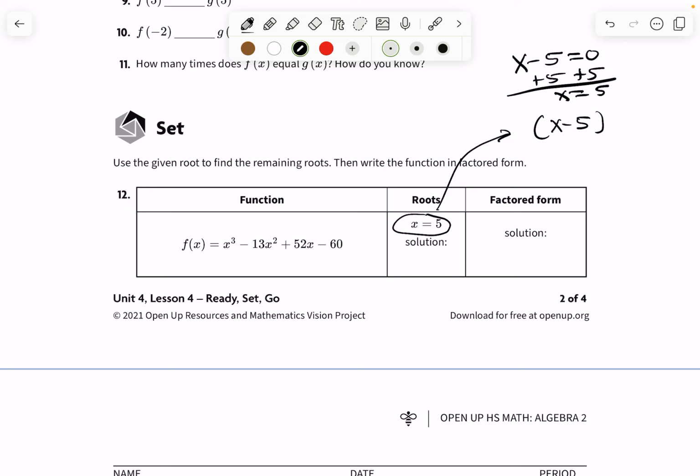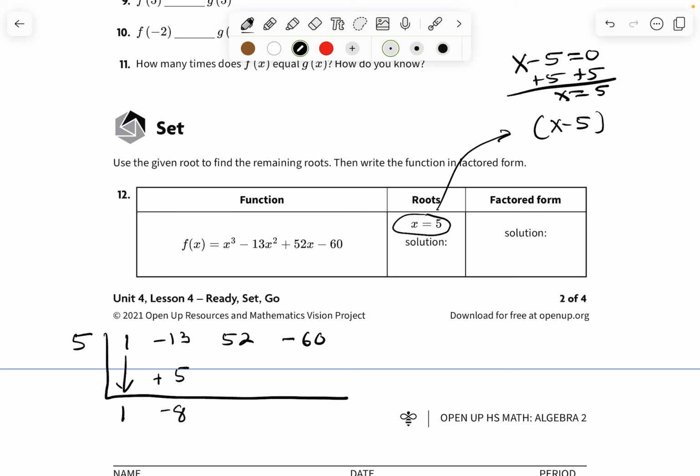So you can either do long division or synthetic division. I'm just going to do synthetic division for time's sake. So I take my root, and then I take my coefficients, drop my first term, and then multiply that by 5. Add going down, and I will get negative 8. Negative 8 times 5 is negative 40. 52 plus negative 40 is 12. 12 times 5 is 60, and we get a 0.